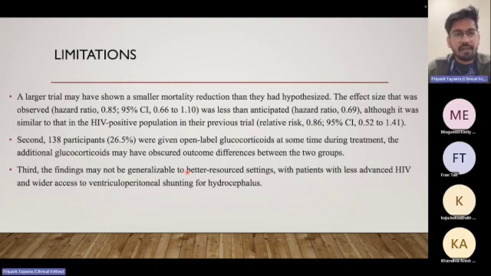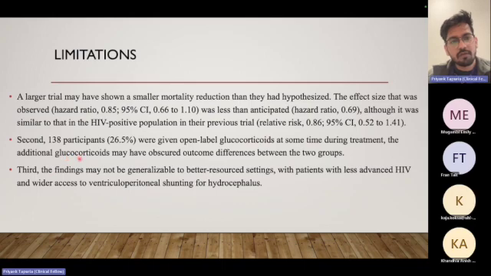Coming to limitations, they pointed out that the effect size observed was 0.85 in their study, which was less than anticipated. The 2004 study had a hazard ratio of 0.69, so that was probably larger. Although it was similar to the 2016 study, which showed 0.86. Secondly, 138 participants were given open label steroids at some time during the treatment, and the additional glucocorticoid may have obscured the outcomes between the two groups.